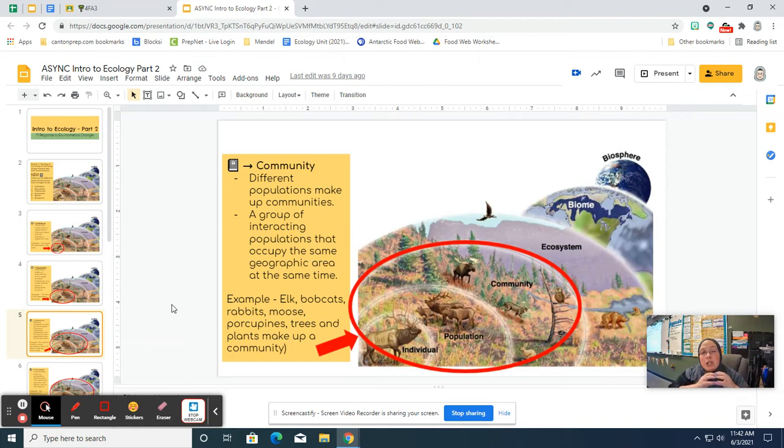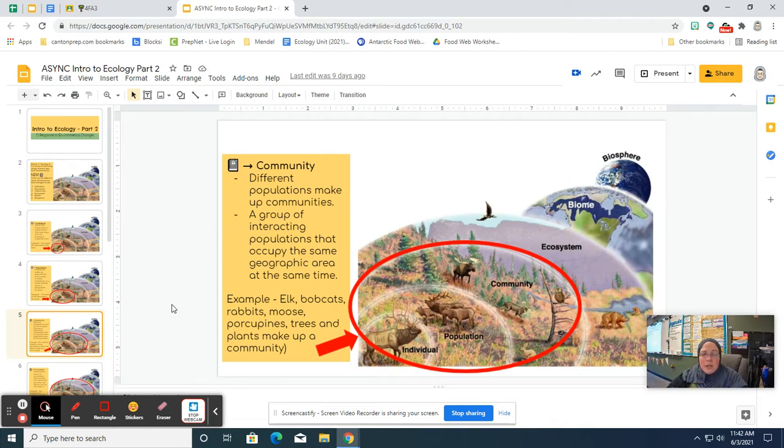Next, if we take those populations of all of those different species that live in an area, we come into a community. So a community is all the different populations of different species that live in one area, that makes up our community. Now, these are interacting populations that all occupy the same area at the same time. So if we were studying a community level, we might be looking at the elk, bobcats, rabbits, trees, plants, the birds, all the different organisms, the living things within that area at that same time.